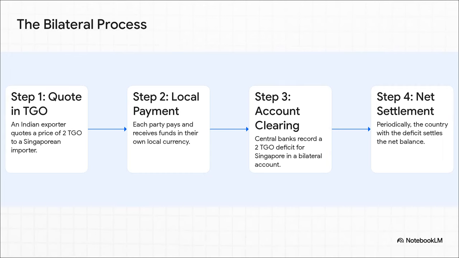Now, the real genius here is how simple this is for the actual people doing the business. The Indian exporter quotes their price in TGO, but they get paid in their local currency, Indian rupees. The Singaporean importer pays in their local currency, Singapore dollars. All the magic happens behind the scenes. The central banks just make a note in a shared ledger that says Singapore owes India 2 TGOs. That's it. No dollars, no currency exchanges in the middle.